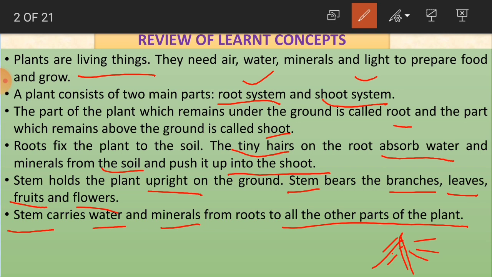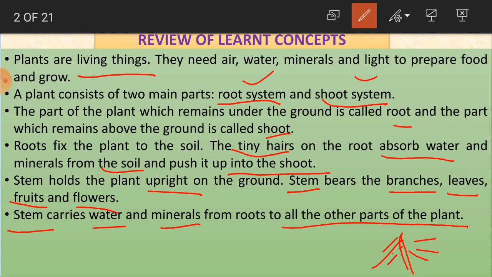Clear, children? These are all the revision concepts of what we have learnt until now. Plants are living things. They consist of two main parts, root system and shoot system. Roots absorb water and push it to the shoot, and the stem holds the plant and makes it stand on the ground, and it carries water and minerals from the roots and supplies them to all the other parts of the plant.